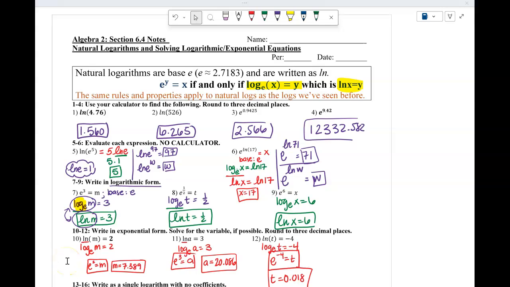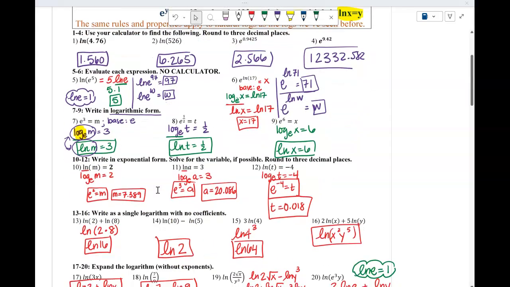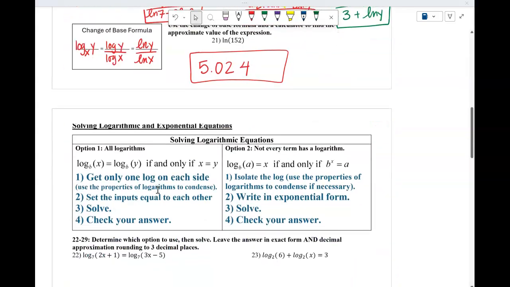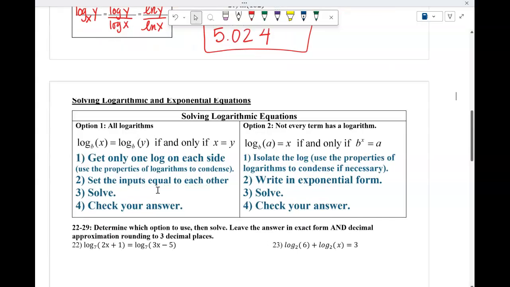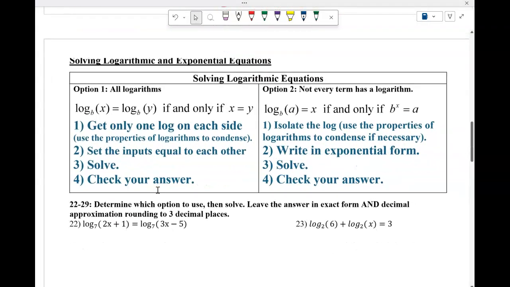All right, students. So 6.4, as you guys remember, we went over the natural logs already. So our next set of examples are going to start with solving logarithmic and exponential functions, okay? So let's start reading the box on the left. Now, if you need to, please do pause and write it down.